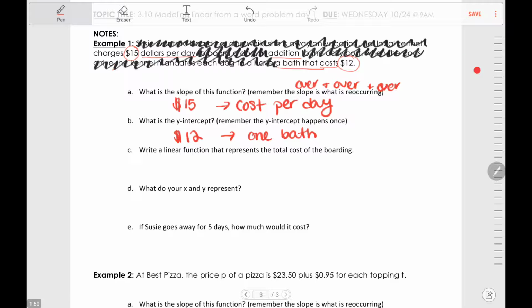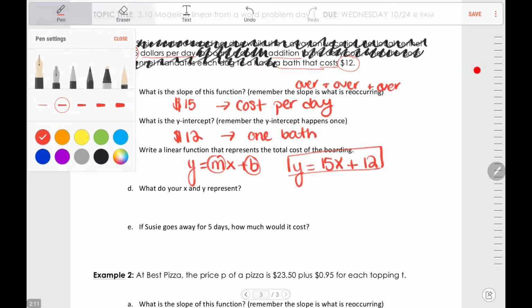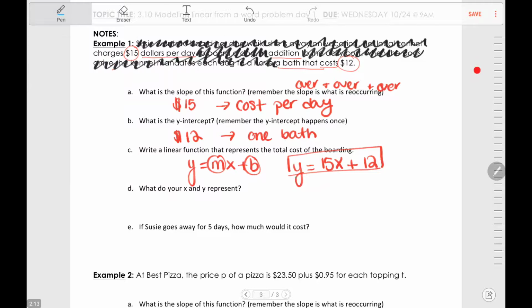Alright, so now we need to write a linear function. y equals mx plus b. So in place of my m, I have my reoccurring, which was the 15, and in place of my b, I have the 12. That's the one time. Okay, so then what do the y and the x represent? So the y, what does this total represent?